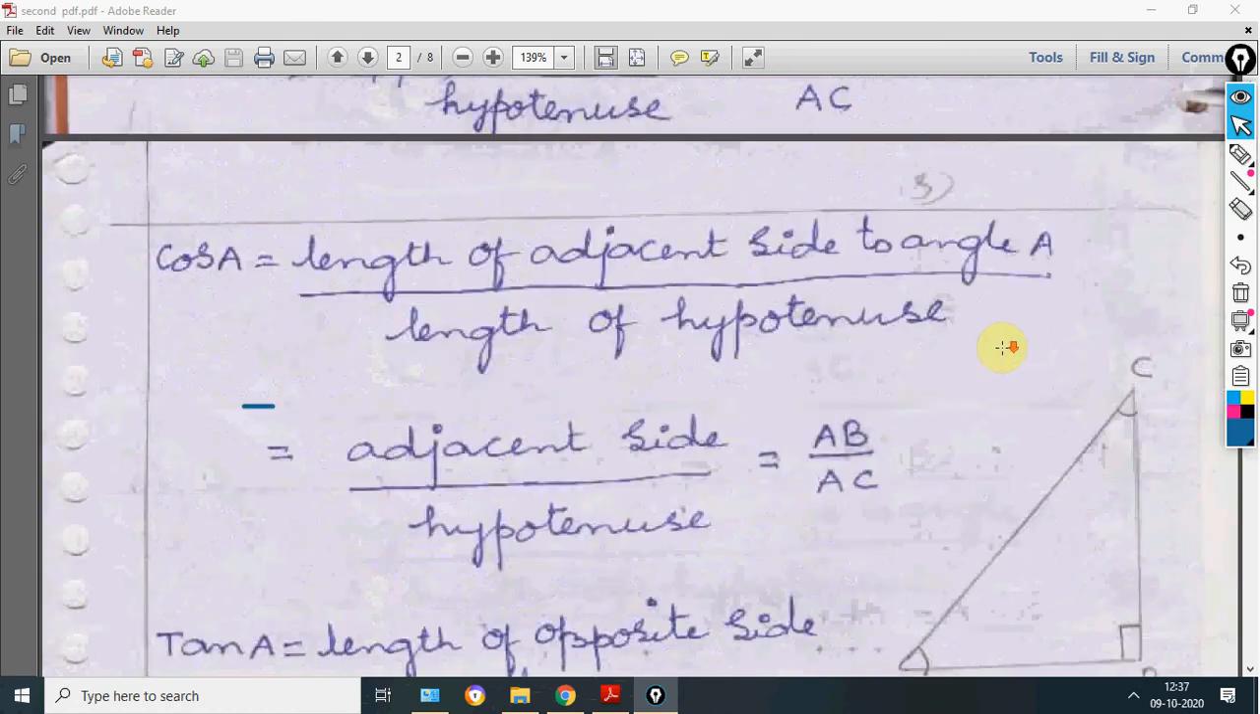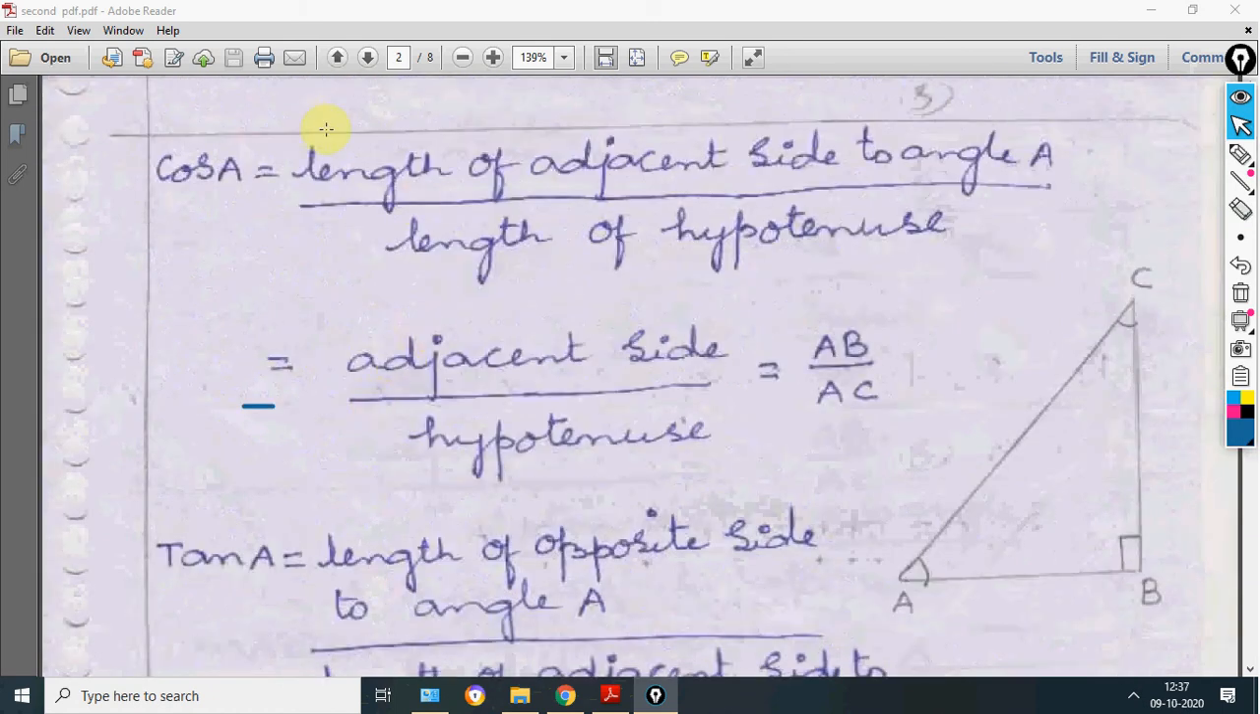Second, what is the second trigonometric ratio? Yes, cos A. What is the formula for it? Length of adjacent side to angle A by length of hypotenuse. In short, we can write that formula as adjacent side by hypotenuse. So always remember what is cos A? Cos A equals adjacent side by hypotenuse.